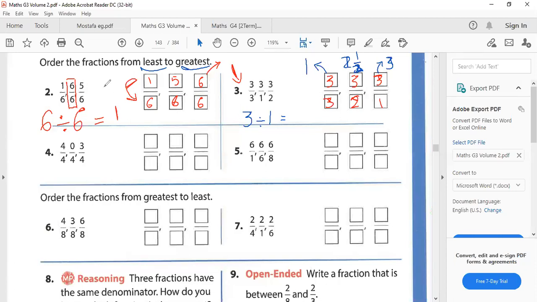No problem. Amr, could you tell me, here we have 4 over 4, and 0 over 4, and 3 over 4. Which one will be the least? 0 over 4, because it will be 0. Excellent. It will be nothing. So nothing is the least, of course. So then after 0 over 4, 3 over 4. Then 4 over 4, the whole fraction. The whole, yeah, the one whole.